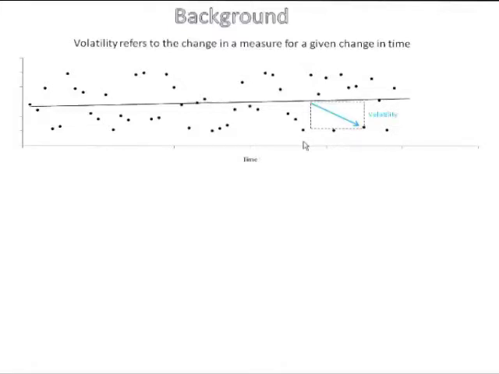When we're talking about volatility, we're talking about the deviation of our measure, which is all these dots, from a long-run time average, as you see here with this big black line. And what we're referring to as volatility is this blue arrow here, which is how this dot differs from where one would expect it to be, considering the long-run relationship between the measure and time.